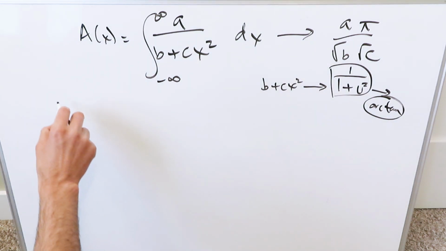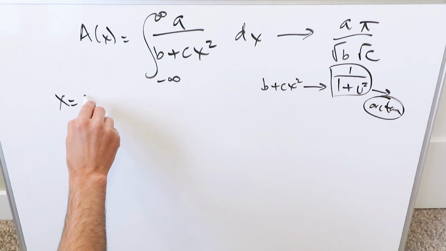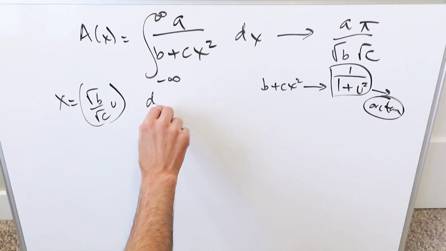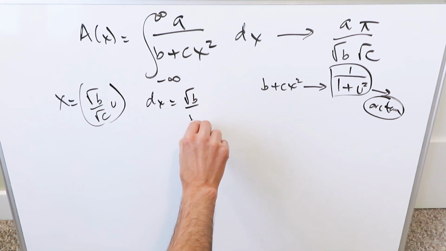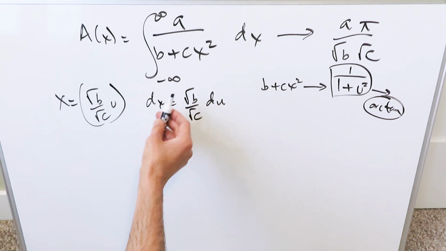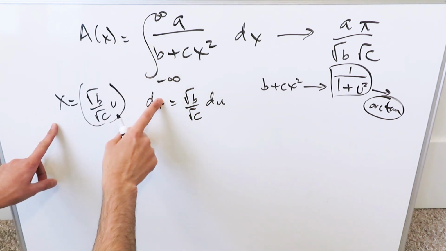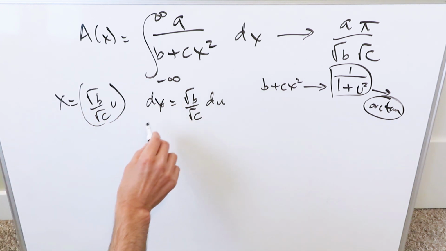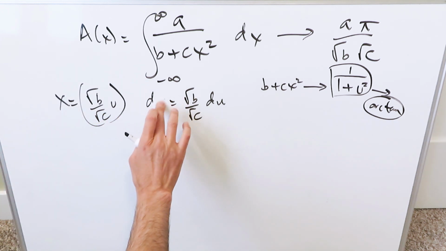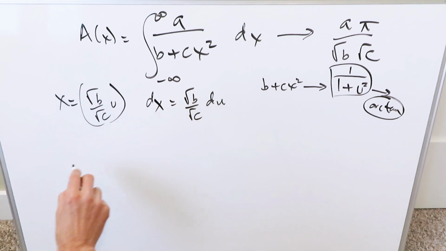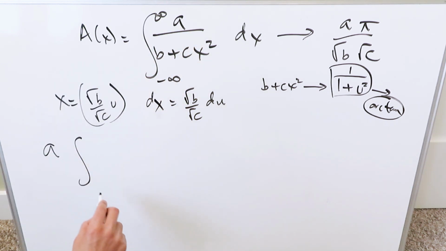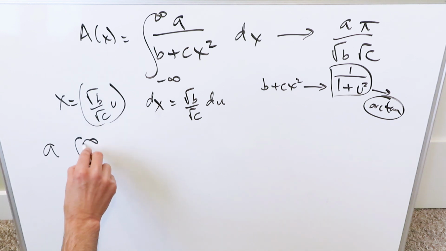I'll do a substitution for x. If x were equal to, let's say, root b over root c u, then I know dx is equal to root b over root c du. And if you bring in the value infinity and minus infinity in place of this, it wouldn't make any difference. It would still be minus infinity and infinity, and we won't affect the limits. They'll still stay as is. When you bring in the substitutions, you can push the a out because it's a constant. Your limits can still stay as minus infinity to infinity.